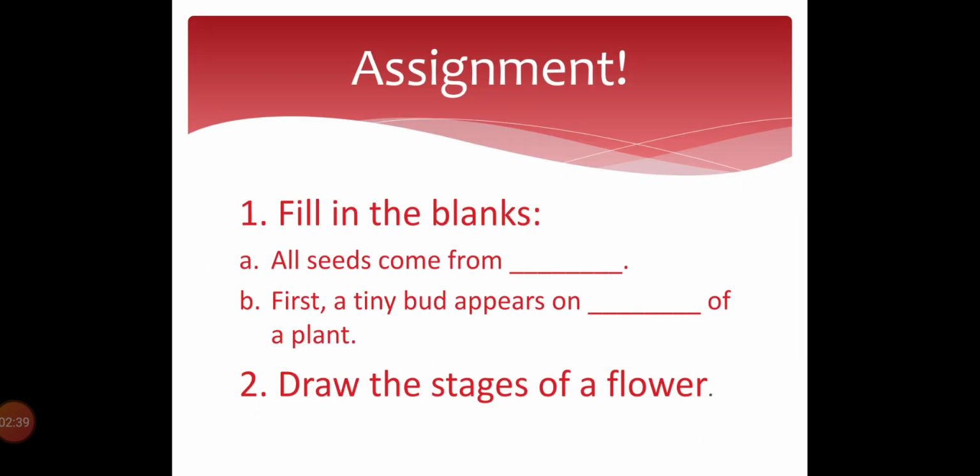For your home assignment, you have to fill in the blanks. All seeds come from dash. Second one is, first a tiny bud appears on the dash of a plant. You also have to draw the stages of a flower.